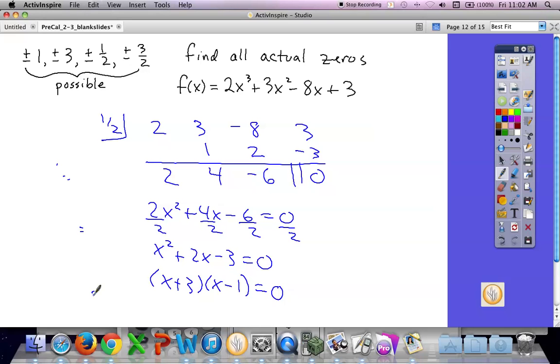We found the 3 zeros, right? One of them is a half, one of them is -3, one of them is 1. Those are the only ones that were actual.